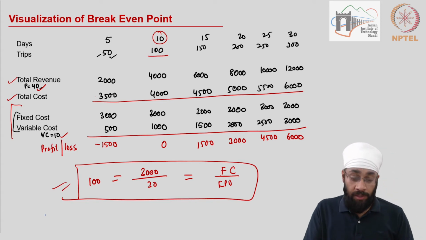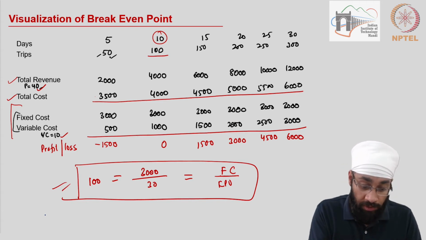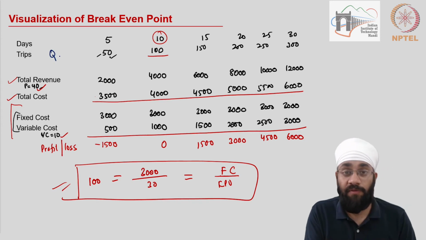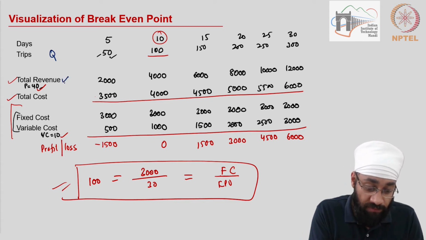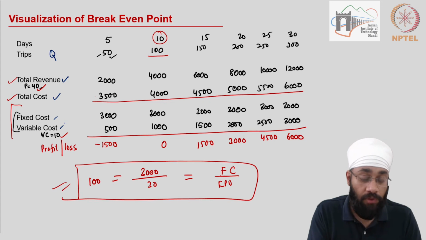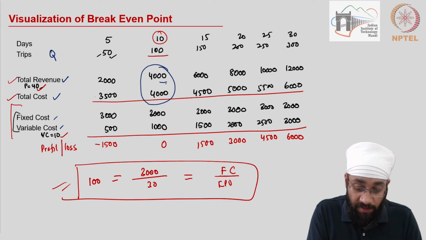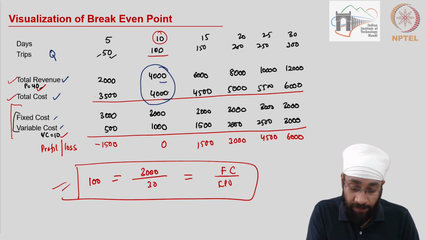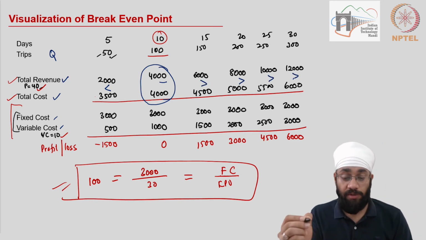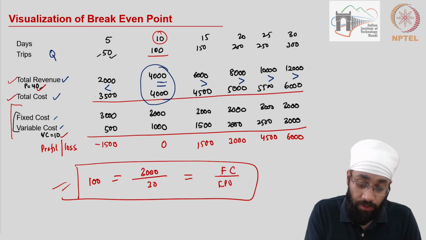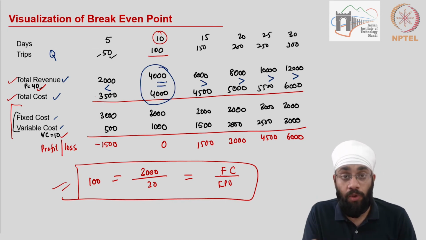a graph. And on the graph, I'm going to show the quantity. Quantity is going to be the number of trips that you make. And on the y-axis, I'm going to show revenue and the total cost, fixed cost, variable cost, these numbers. At the break-even point, we have total revenue and total cost equal to each other. Before the break-even point, you have total revenue which is less than the cost. After this, you have total revenue higher than the cost.